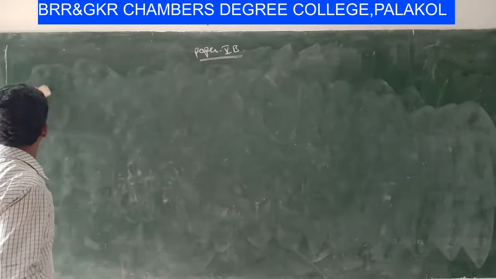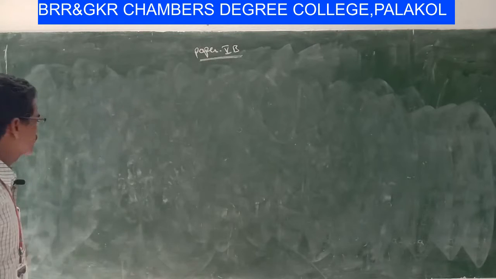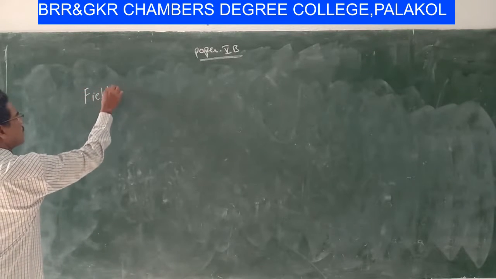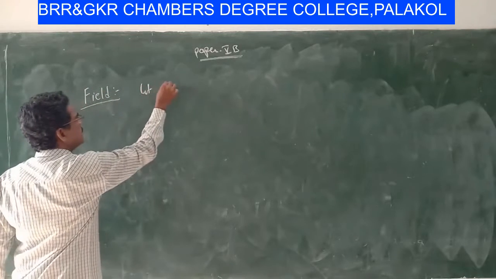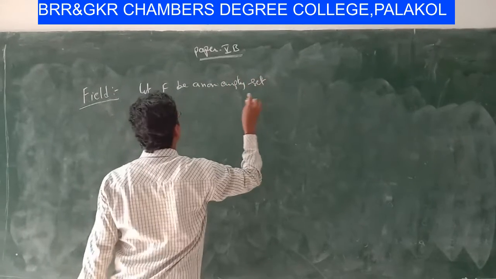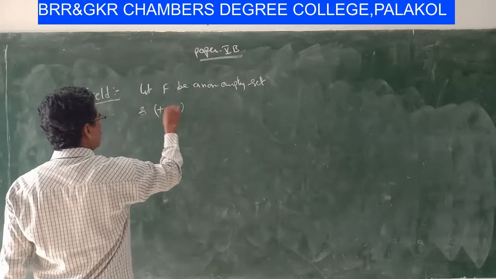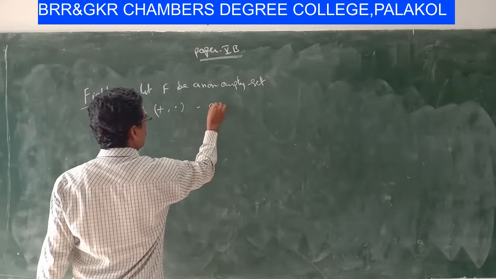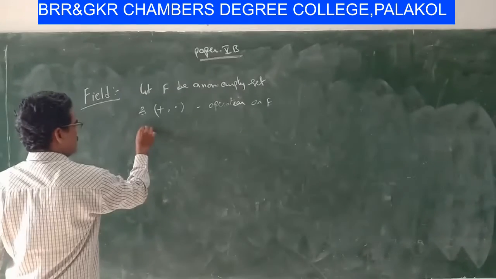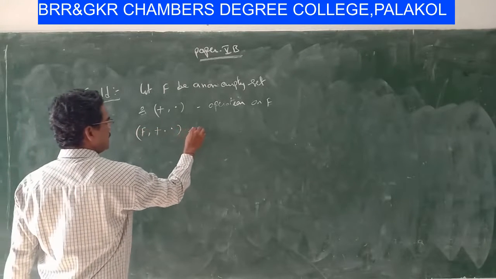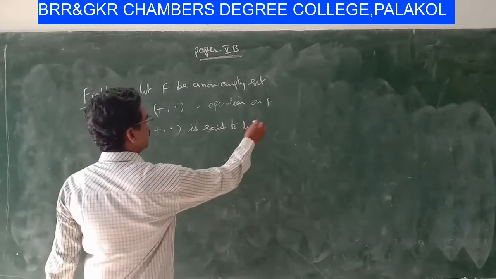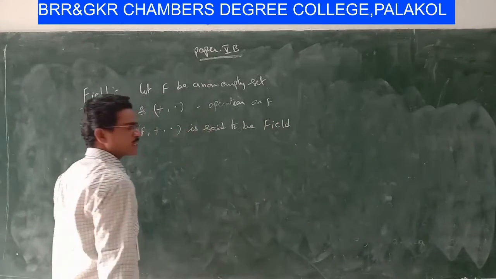Now I will discuss a field. Field means, let F be a non-empty set and plus, dot are two binary operations on F, then F, plus, dot is said to be a field if the following conditions are satisfied.